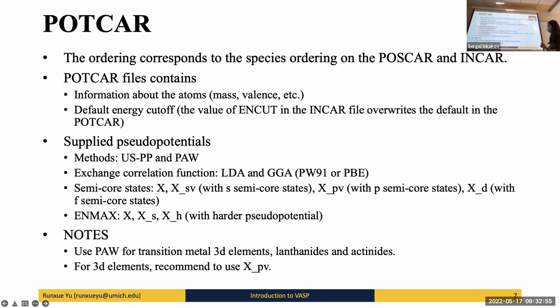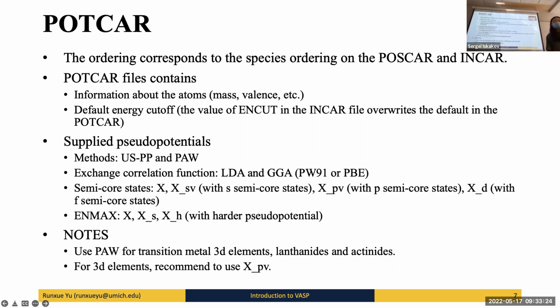So usually we will use PAW for the transition metal 3d elements, lanthanides and actinides. And for the 3d elements, it is recommended to use this _pv. It is from experience.